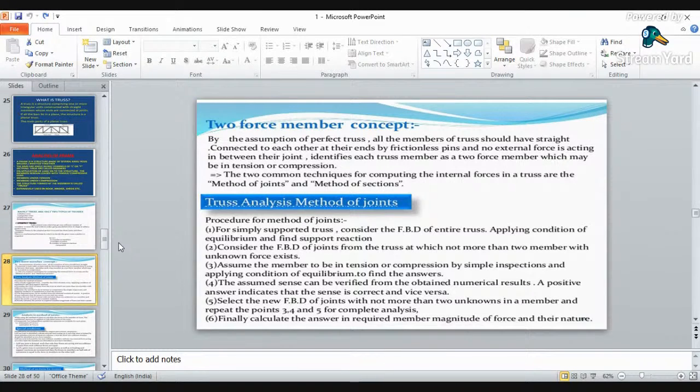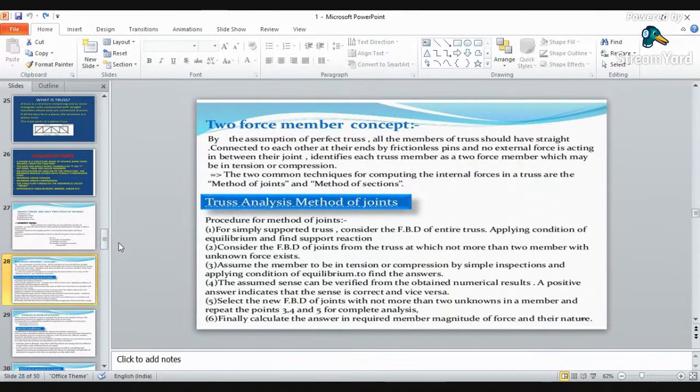Okay. All the members of a truss should be straight, connected to each other at their ends by frictionless pins, and no external forces act in between their joints. Identify each truss member as a two-force member, which may be in tension or compression. Okay, in truss elements we know it is pin jointed, so it will only have an axial force, not a moment. Again, the joints of the truss will be frictionless. Okay, so your first method to solve the truss is the method of joints.